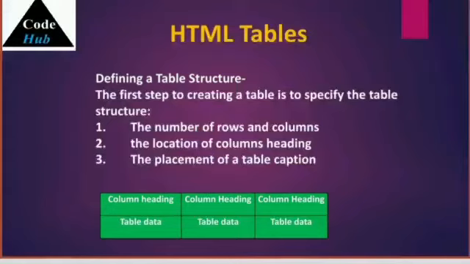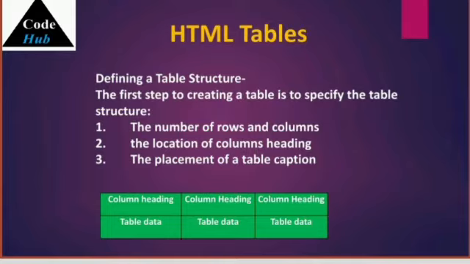About the table tag, it displays data in table format. The first step to create a table is to specify the table structure, which are the numbers of rows and columns, the location of column heading, the placement of the table caption. Once table structure is in place, you can start entering data in it.